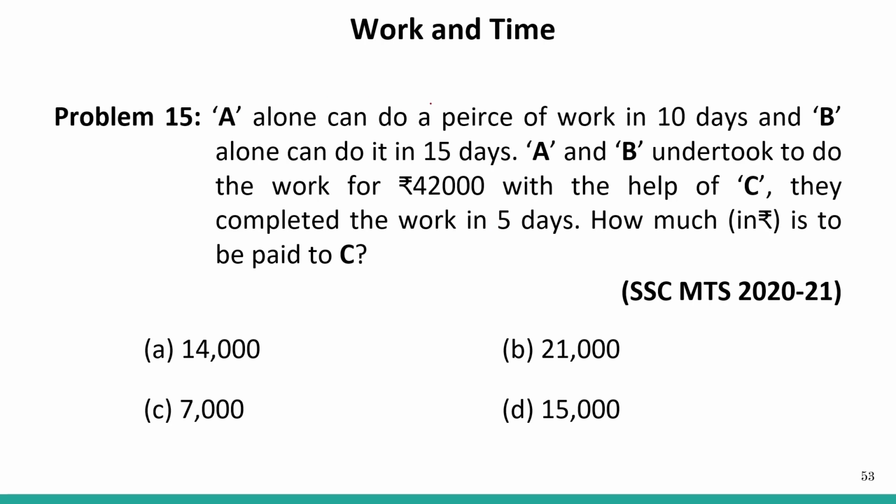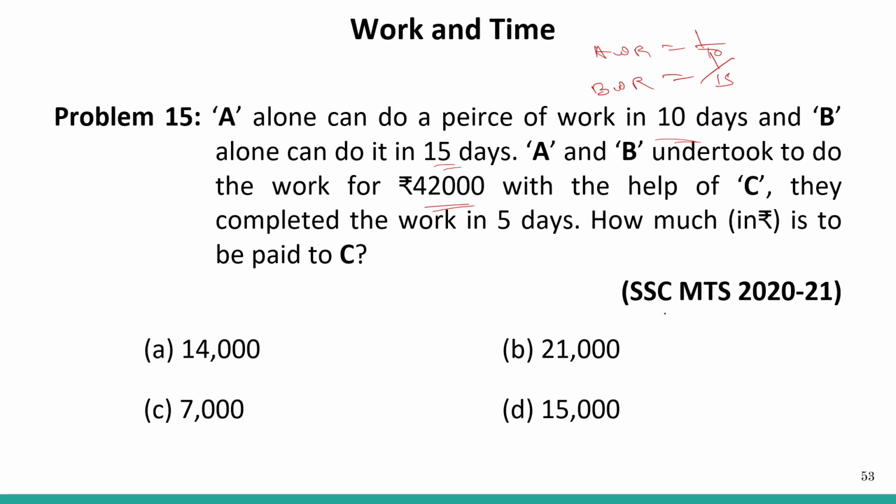So A alone can do a piece of work in 10 days. Okay. And B alone can do it in 15 days. So A's work rate is equal to 1 by 10 and B's work rate is equal to 1 by 15. A and B undertook to do the work for 42,000 rupees with the help of C. They completed the work in 5 days. How much rupees is to be paid to C? For that we will need to calculate the amount of work from the whole work that has been done by C, right? So is it 14,000, 21,000, 15,000 or 7,000?